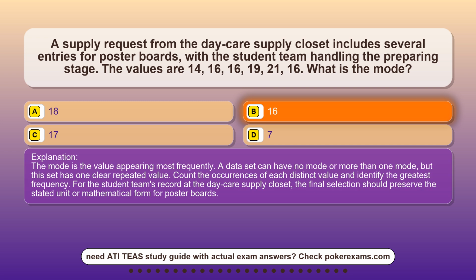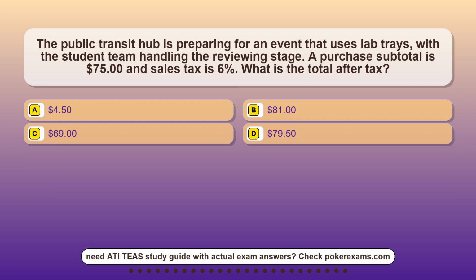The mode is the value appearing most frequently. A dataset can have no mode or more than one mode, but this set has one clear repeated value. Count the occurrences of each distinct value and identify the greatest frequency. For the student team's record at the day-care supply closet, the final selection should preserve the stated unit or mathematical form for poster boards.